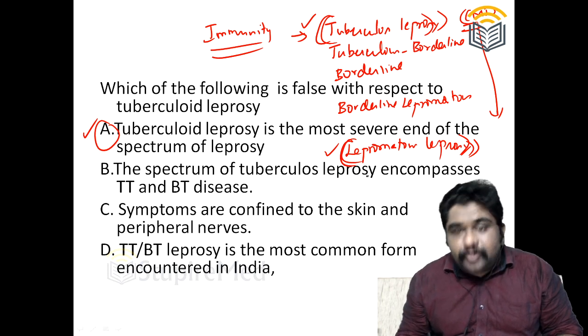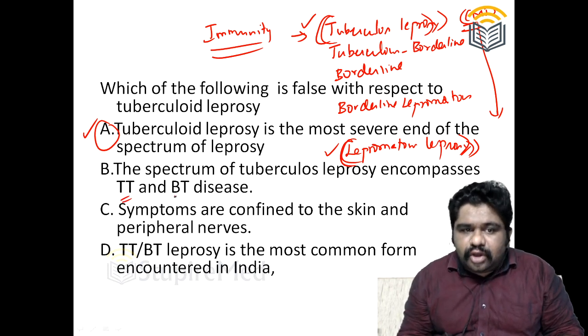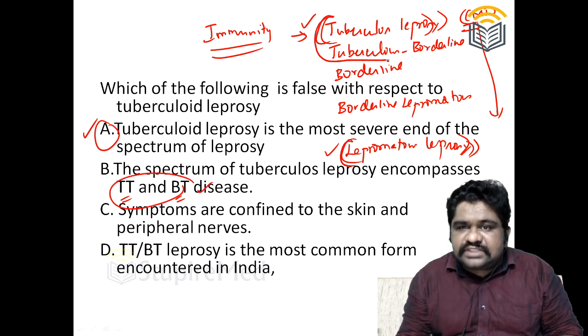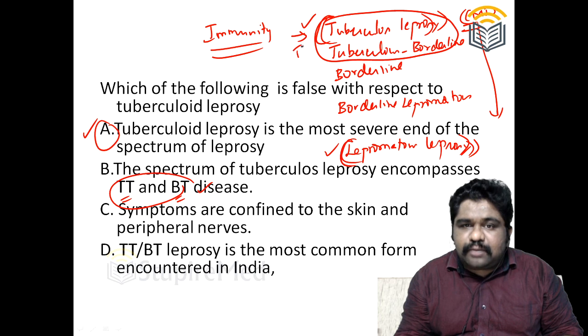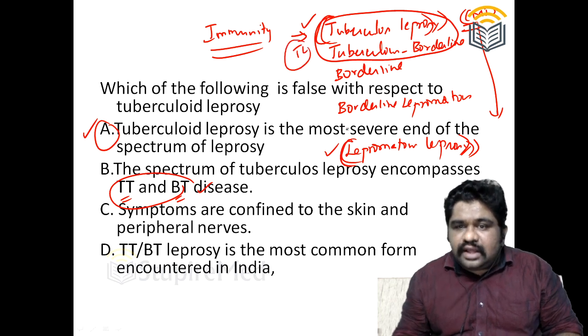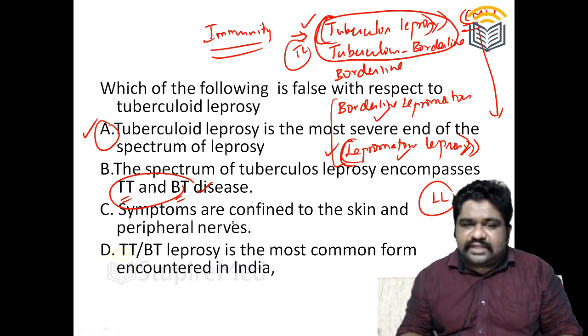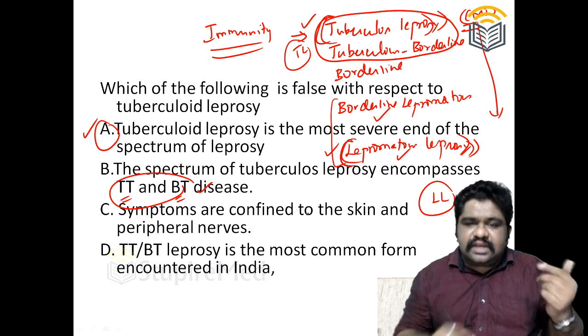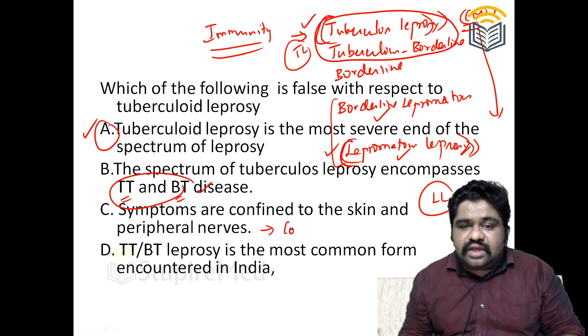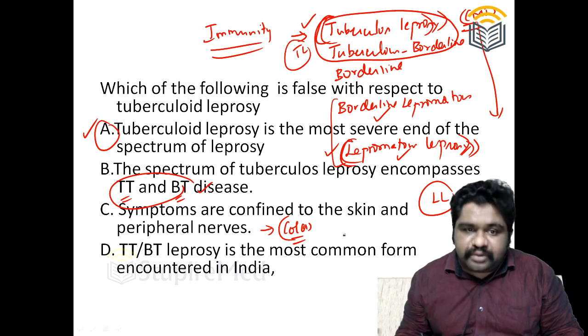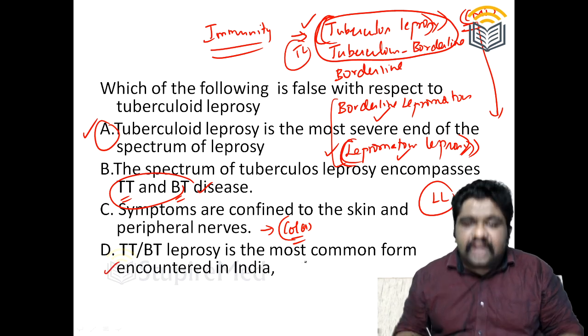B. The spectrum of tuberculoid leprosy encompasses tuberculoid and borderline tuberculoid. That's a true statement. While the lepromatous leprosy spectrum has both lepromatous leprosy and borderline lepromatous. Symptoms are generally confined to the skin and peripheral nerves, the reason being they are the cold parts of your body where the temperature is not the same as the core body temperature. TT and BT leprosy is the most common form encountered in India, and that's a true statement.